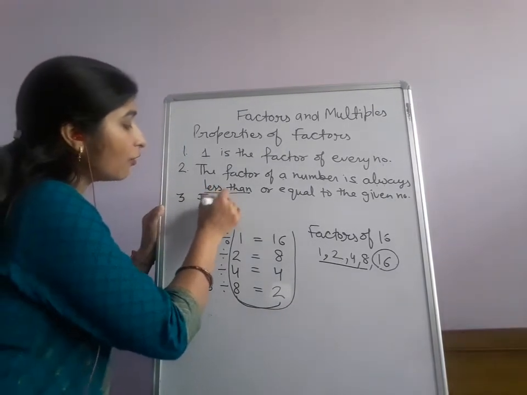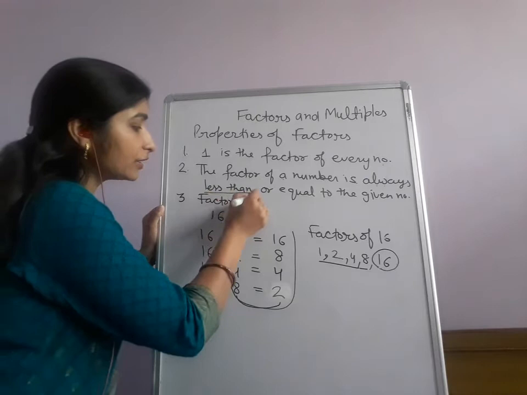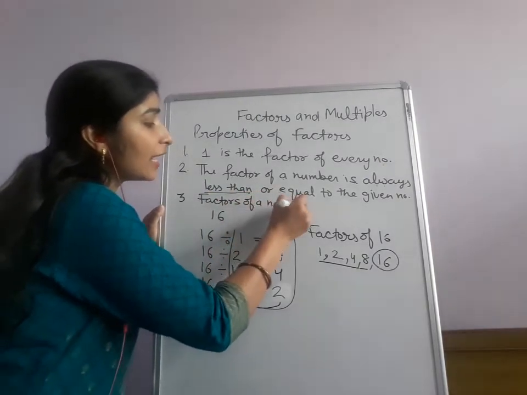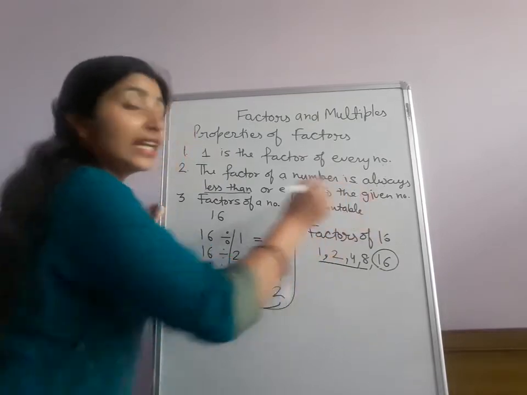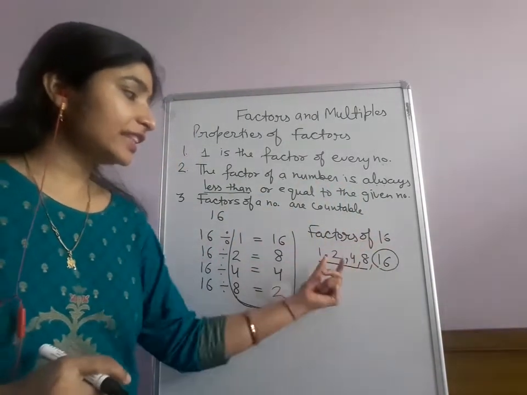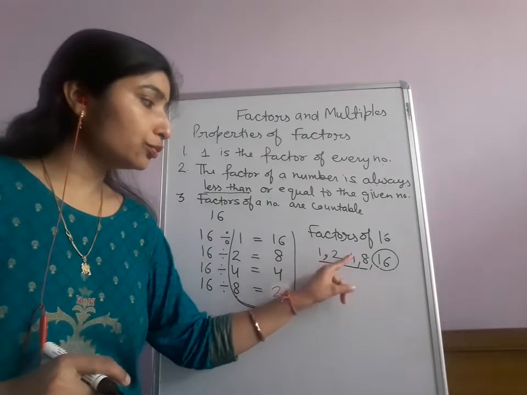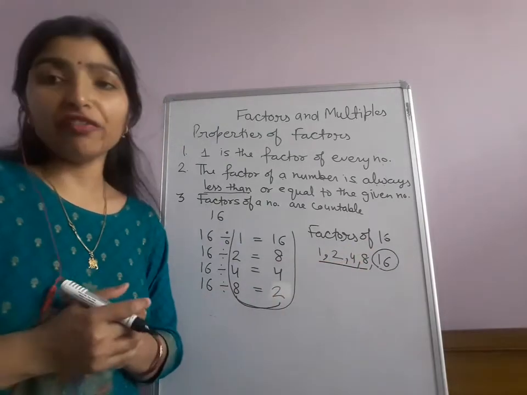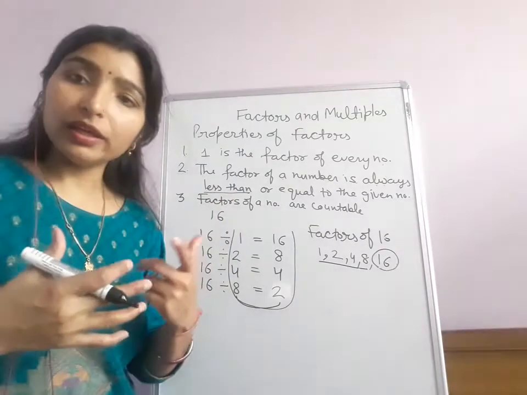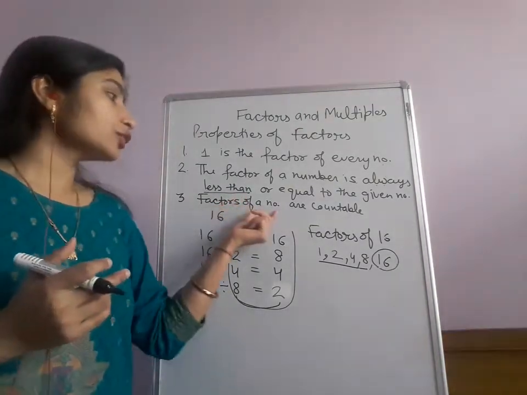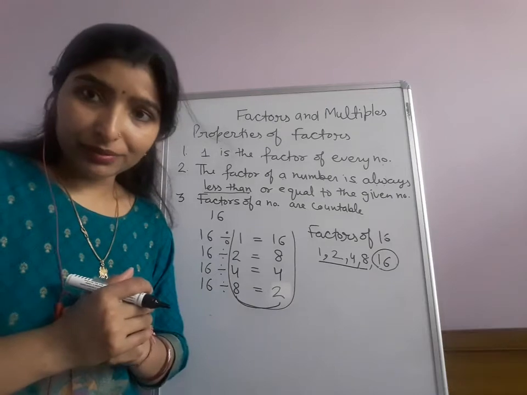Now, third property. Factors of a number are countable. Countable means limited. You can count. 16 has how many factors? 1, 2, 3, 4, 5. Only 5 factors it has. So 16 has 5 factors. We can count. Okay. So factors of a number are countable.